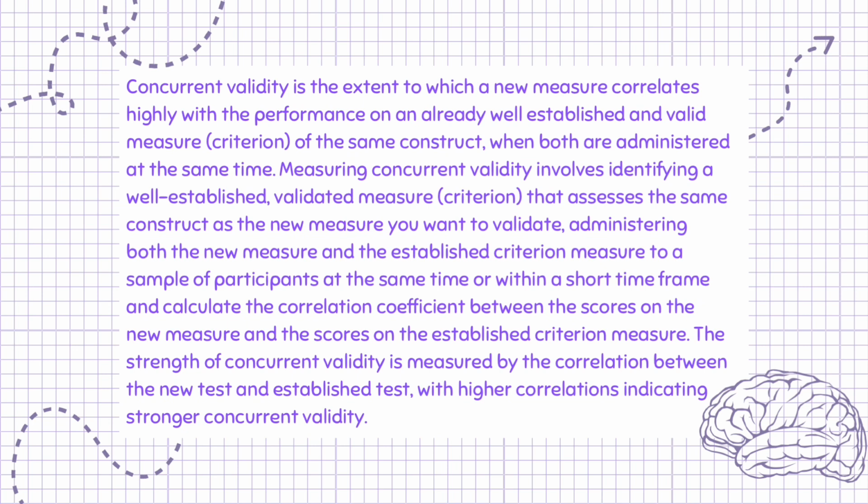Measuring concurrent validity involves identifying a well-established, validated measure, criterion, that assesses the same construct as the new measure you want to validate, administering both the new measure and the established criterion measure to a sample of participants at the same time or within a short time frame and calculating the correlation coefficient between the scores on the new measure and the scores on the established criterion measure. The strength of concurrent validity is measured by the correlation between the new test and established test, with higher correlations indicating stronger concurrent validity.